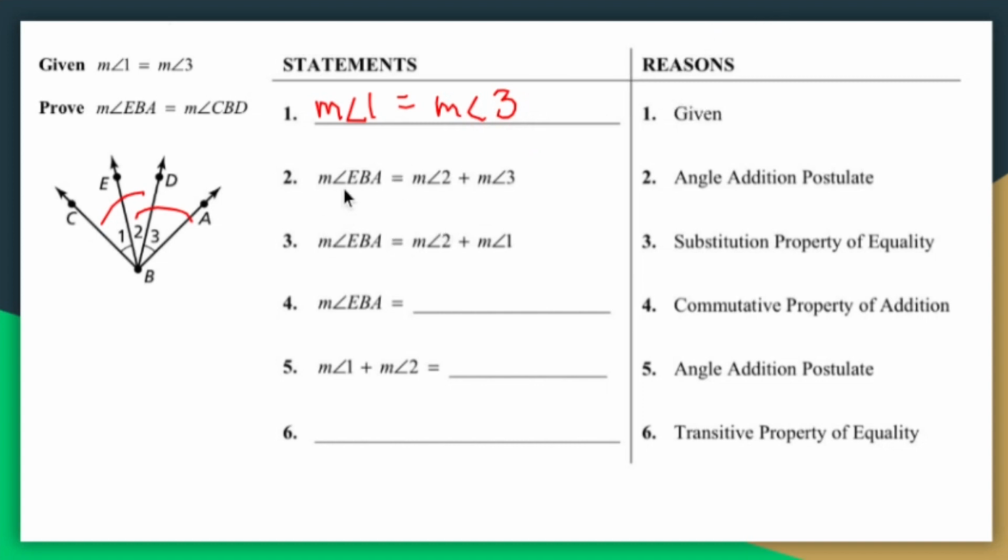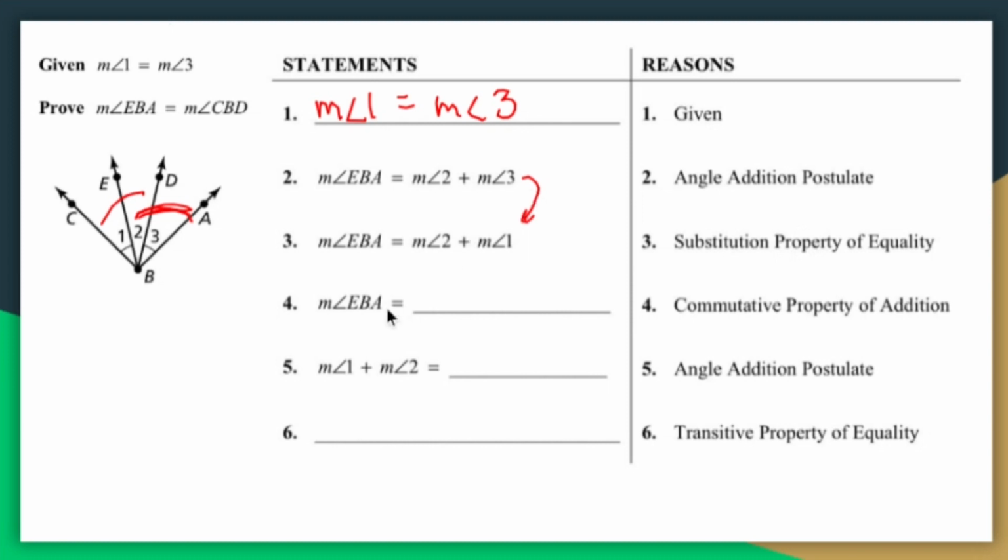They are going to tell me that the measure of angle EBA, which is this whole thing right here, is angle 2 plus angle 3, angle addition postulate, makes sense. We saw that in a previous video. The measure of angle EBA is also 2 plus 1. How do I know that? Well, 3 is 1 because we said that up here. So if 3 is 1, then my reason for turning 3 into 1 is that 3 is 1. That's the substitution property of equality. So we've seen that before. They could have made this problem a little more difficult and made me guess that, but I'm not going to complain.